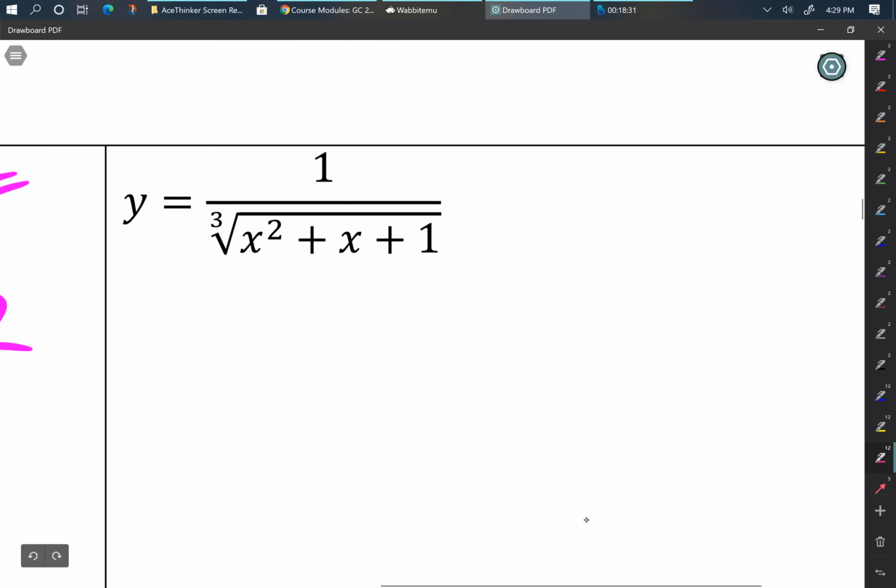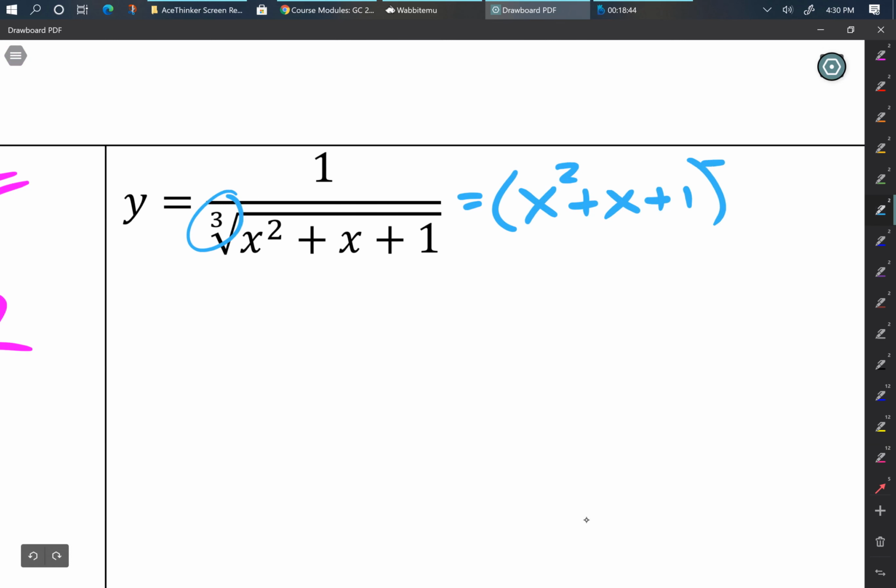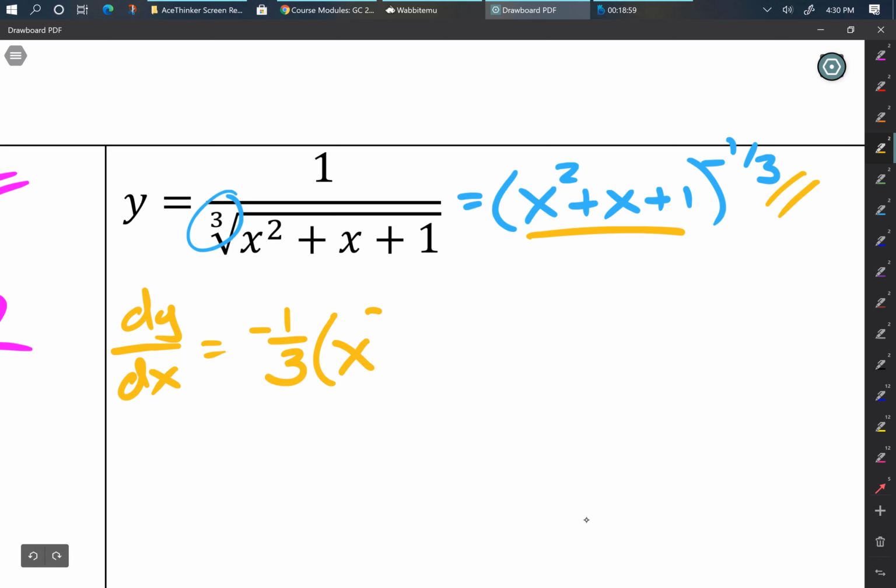Okay? Hey, is this the same problem? You bet it is, because I don't have a rule for roots. So what am I going to do? I'm going to rewrite it. And then now it's just a function raised to a power. So then our dy dx is going to be the power times the function raised to the power minus 1 multiplied by the derivative of the function.